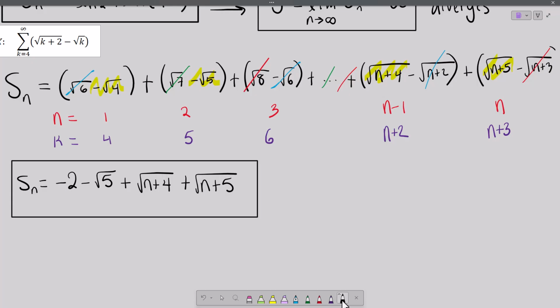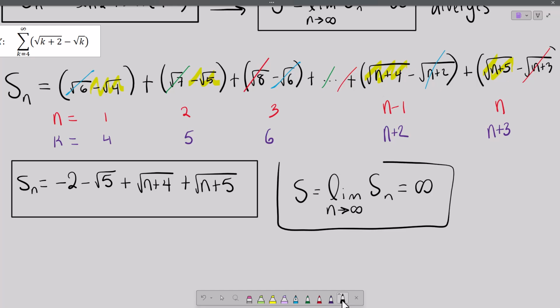What about S? Does this series converge? So the limit of S sub n as n goes to infinity is infinity, because those square roots grow without bound. So this series also diverges, because the limit of that is infinite.